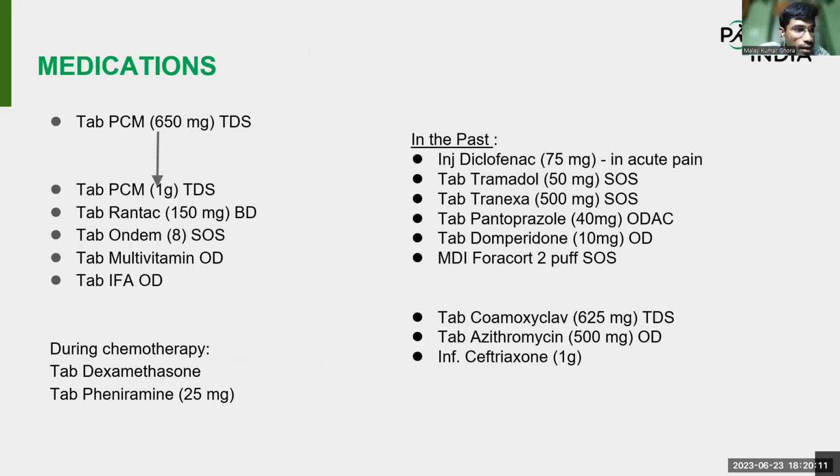He is currently on the following medication. Initially, he was started on tablet paracetamol 650 milligram, which was not efficient for managing his pain. So the dose was increased up to 1 gram TDS, and he is also receiving other medication like Rantac, Ondem, multivitamin, iron, and folic acid. And in the past, during the acute attack, he used injection diclofenac along with injection tramadol and other supporting medication.